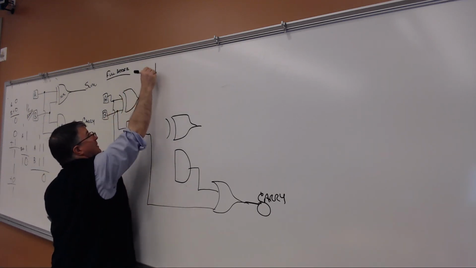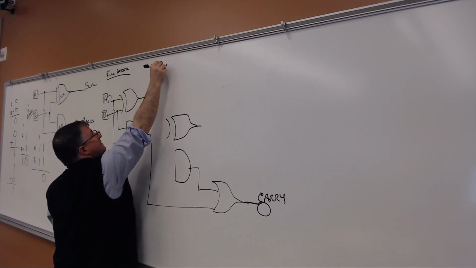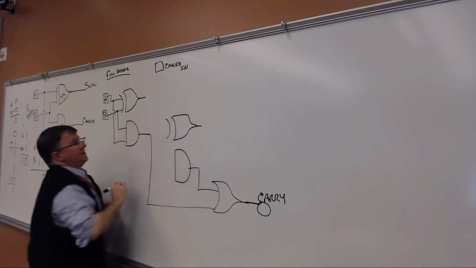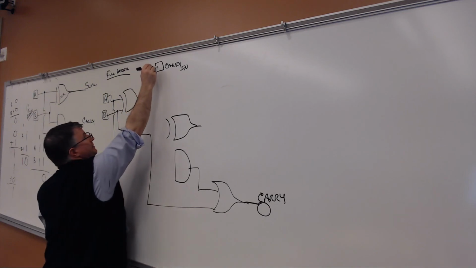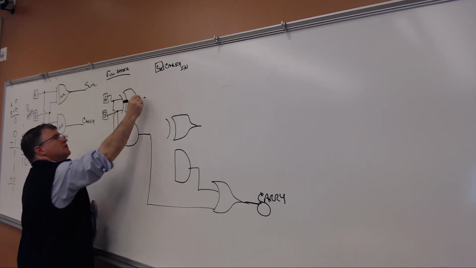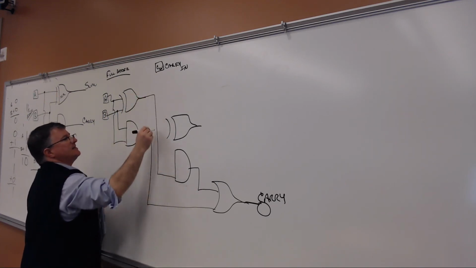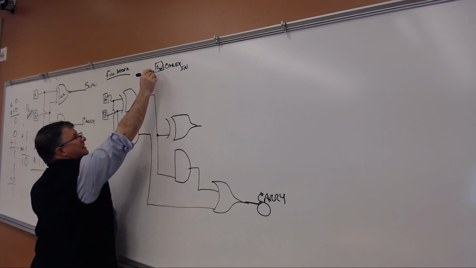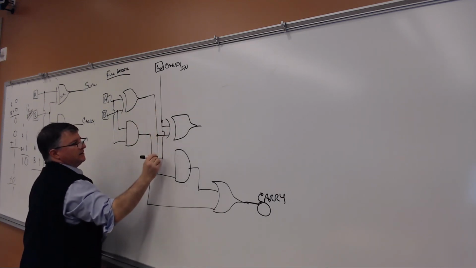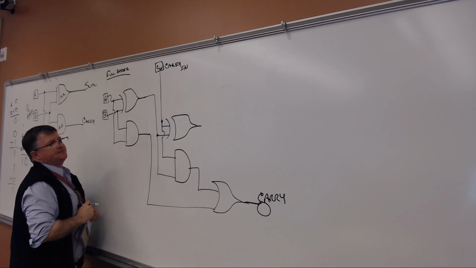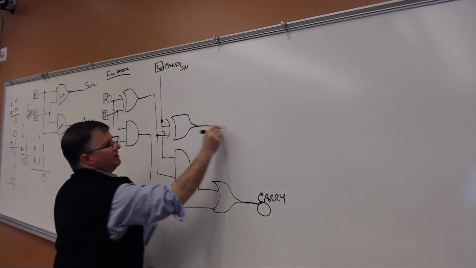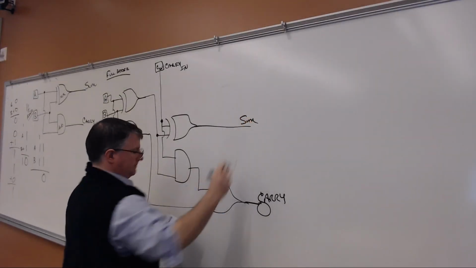So up at the top, I want to have another carry in input. So that's going to be an input up there. C in. The output from this exclusive OR needs to go into both of these guys. And then the carry in needs to go in here and in here. This I'm going to call sum.